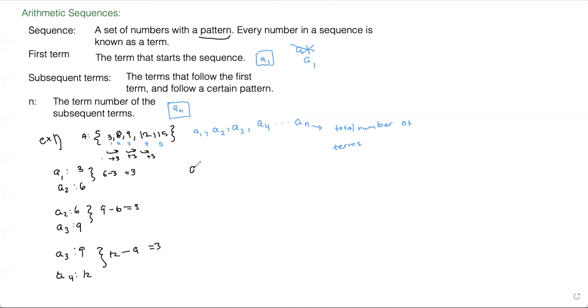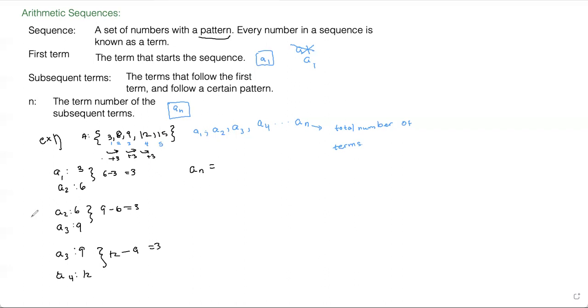To get to AN, or the term you want to find, you have to add the previous term. So let's look at this, right? To get to A2, we had to add 3 to A1. To get to A3, we had to add 3 to A2, so on and so forth.